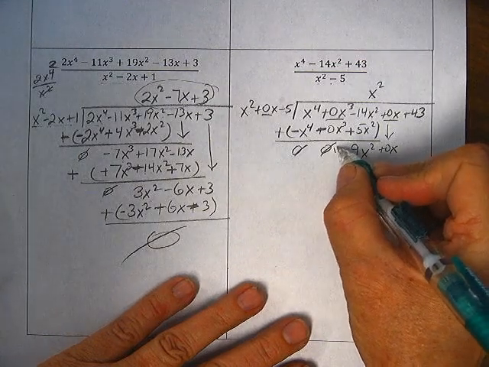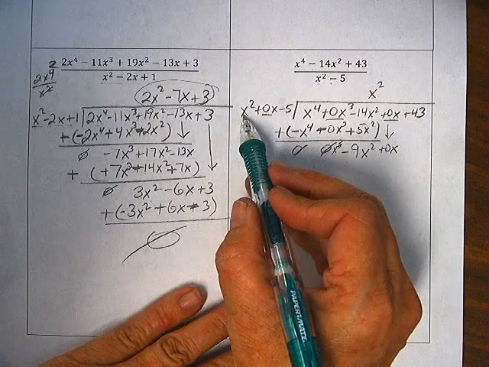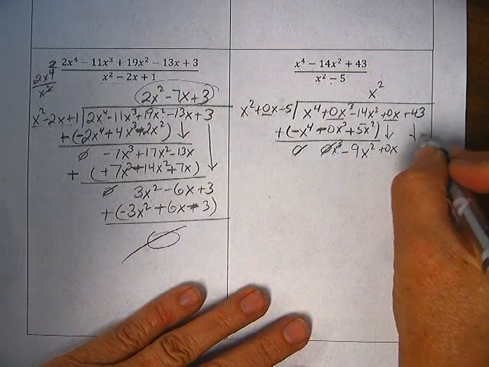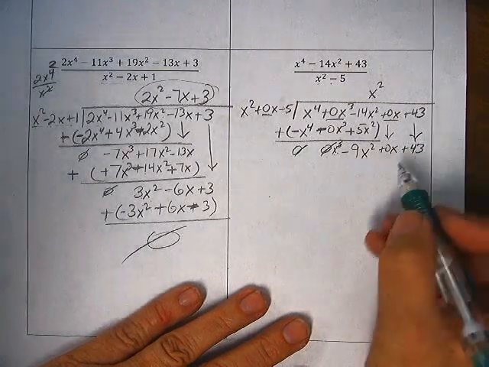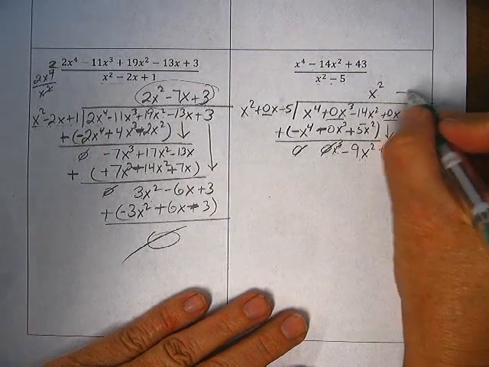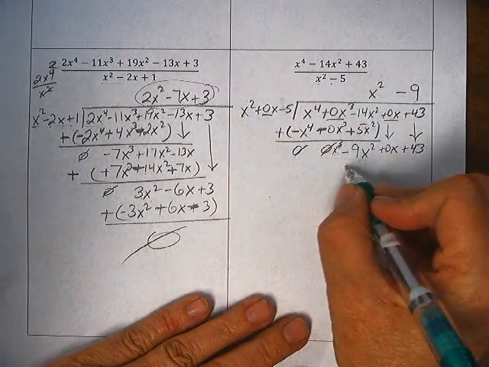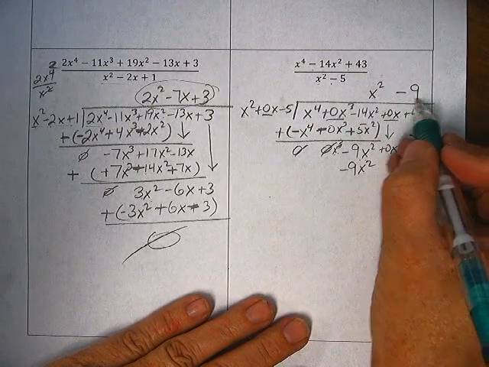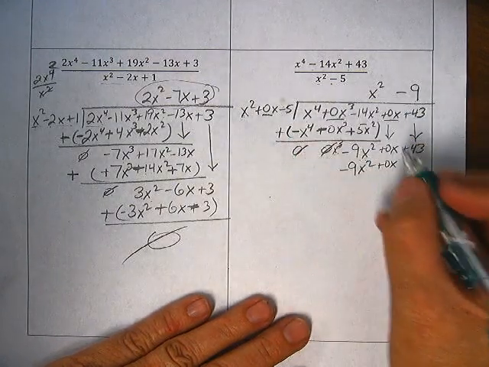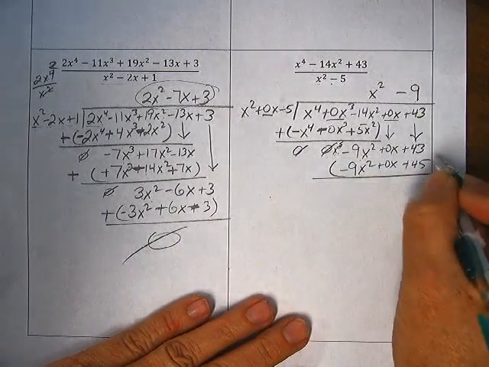We bring down the next term, plus 0x. So this was x to the third. It doesn't make sense to see how many times x squared goes into 0x to the third. So let's bring down the next term also, plus 43. So x squared goes into negative 9x squared a negative 9 times. Negative 9 times x squared is negative 9x squared. Negative 9 times 0x is 0x. And negative 9 times negative 5 is positive 45.